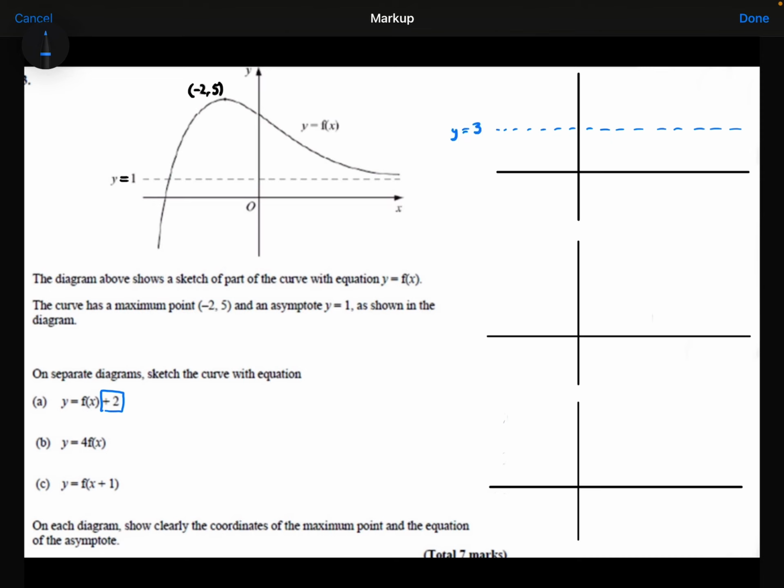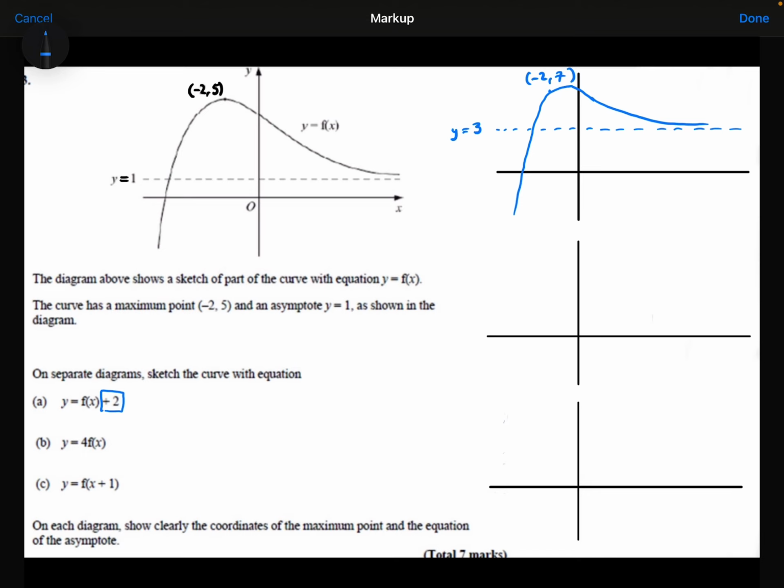And the maximum is going to move up to be the coordinate (-2, 7). And so our curve will look something like this. It's all just moved up 2 squares, like that.